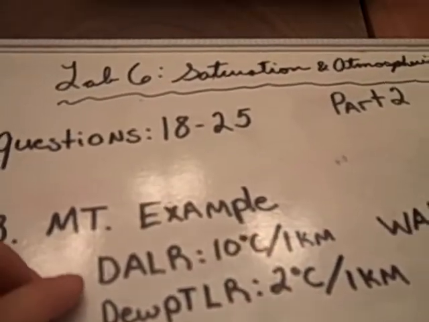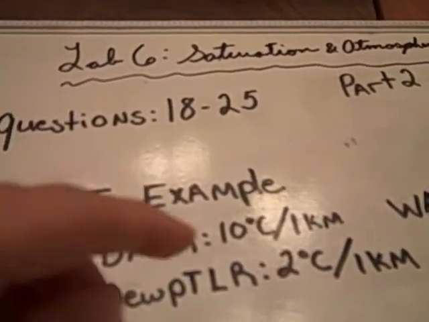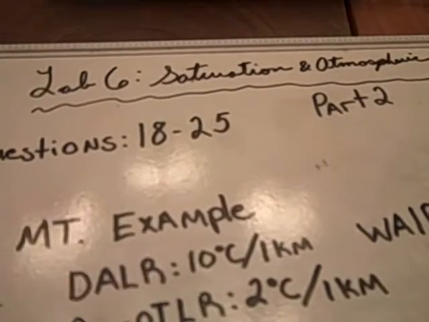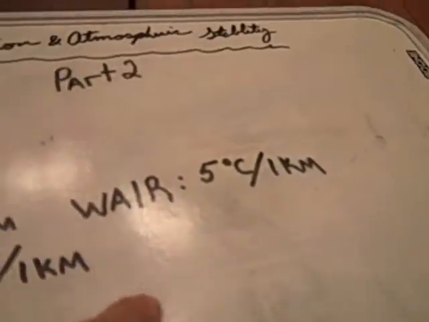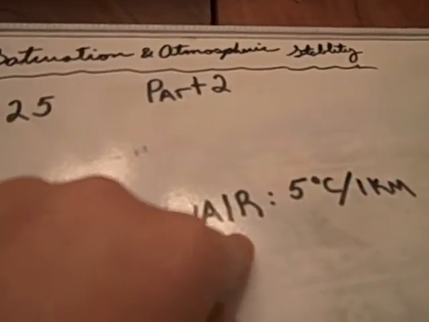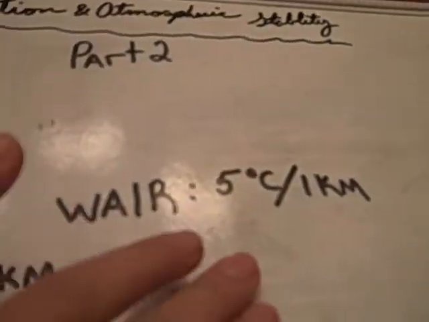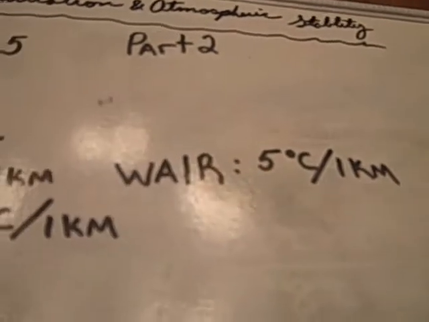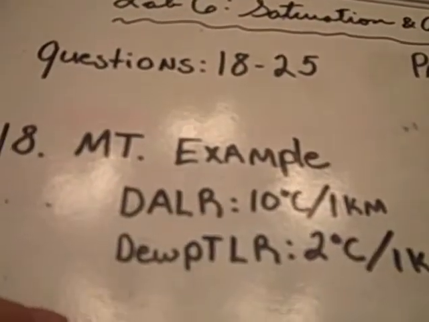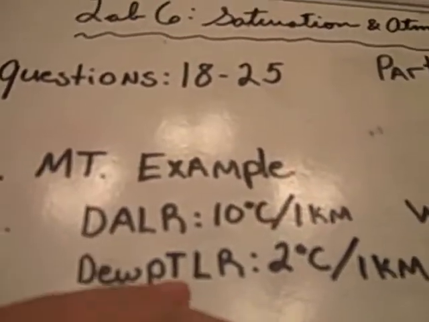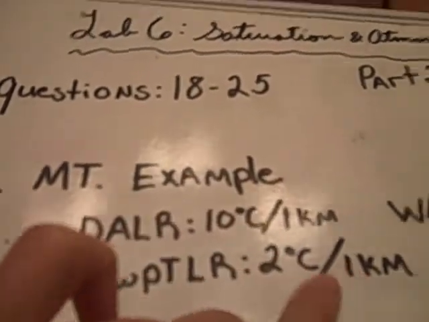As a reminder, our dry adiabatic lapse rate is 10 degrees Celsius every 1 kilometer. And the wet adiabatic lapse rate, which was in the reading part of question 18, we read the paragraph, and it gives us this fact. It gives us 5 degrees Celsius every 1 kilometer. There's also the understood dew point lapse rate, and that is 2 degrees Celsius every 1 kilometer.